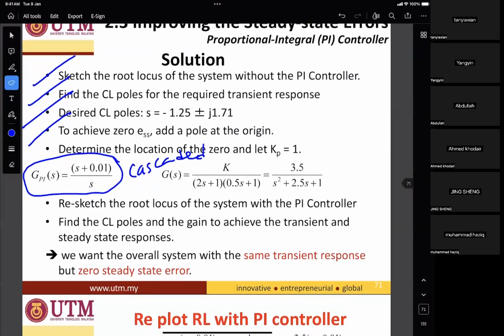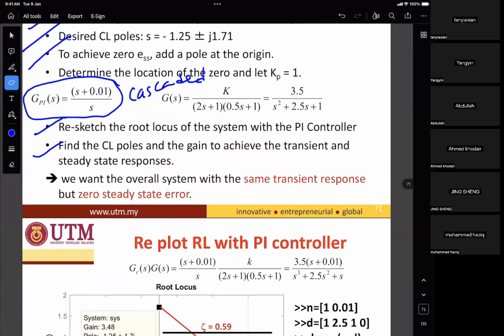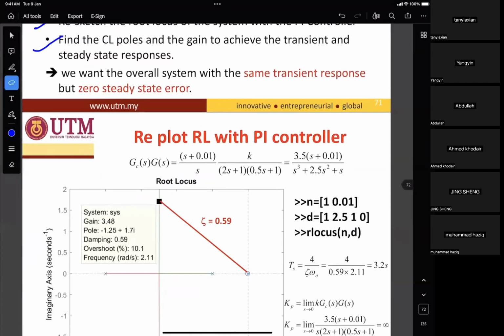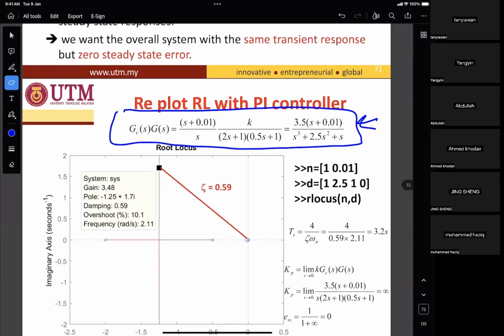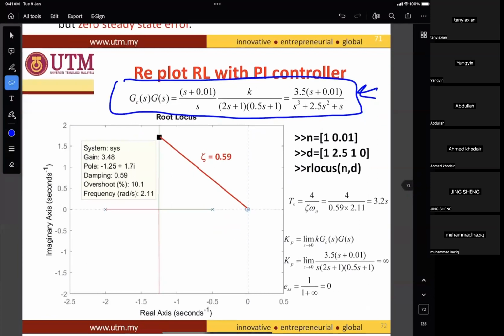Resketch again with the PI controller. Find the closed loop poles again. Not much change. And we can see that the transient response has 0 steady state error. So after cascading, we multiply each other. So this is the open loop transfer function, and use the formula for the closed loop. Then you get the new settling time, not much change.